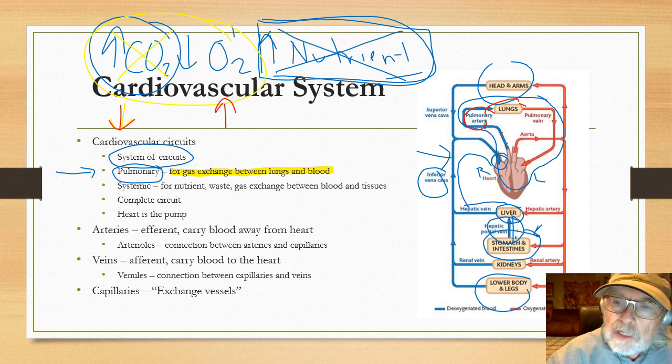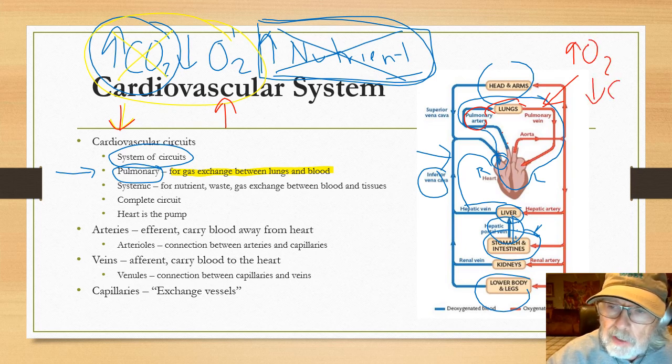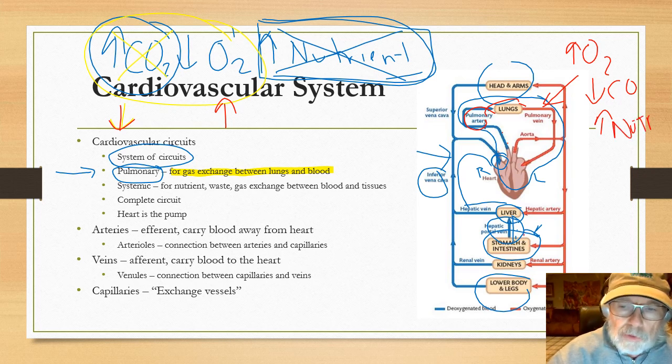Now when it leaves over on this side over here, I have increased oxygen, decreased carbon dioxide, but also still those nutrients that were absorbed down here in the intestines. So that's the pulmonary circuit, and the pulmonary circuit is for the exchange of gases to get rid of the carbon dioxide and to pick up oxygen. That's what the pulmonary circuit is all about.